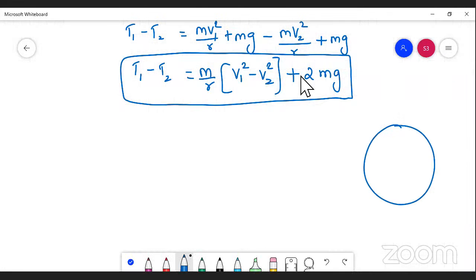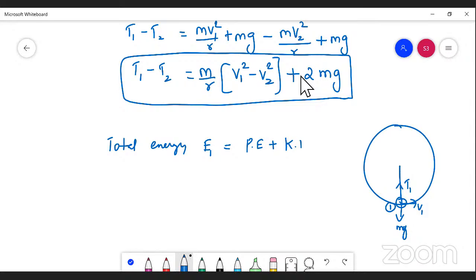Consider the circular path. This is the lowest point, number 1, with velocity v1, weight W equal to mg, and tension T1 acting in this direction. What is the total energy at the lowest point? The total energy is equal to potential energy plus kinetic energy. At the lowest point, the potential energy is equal to 0.